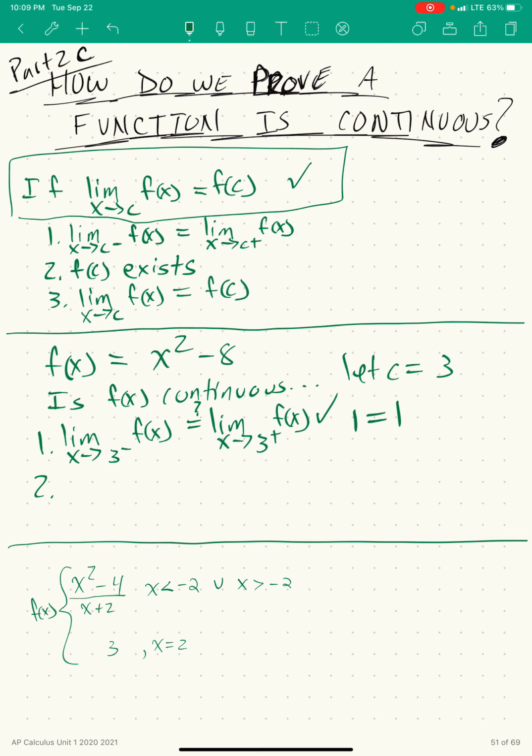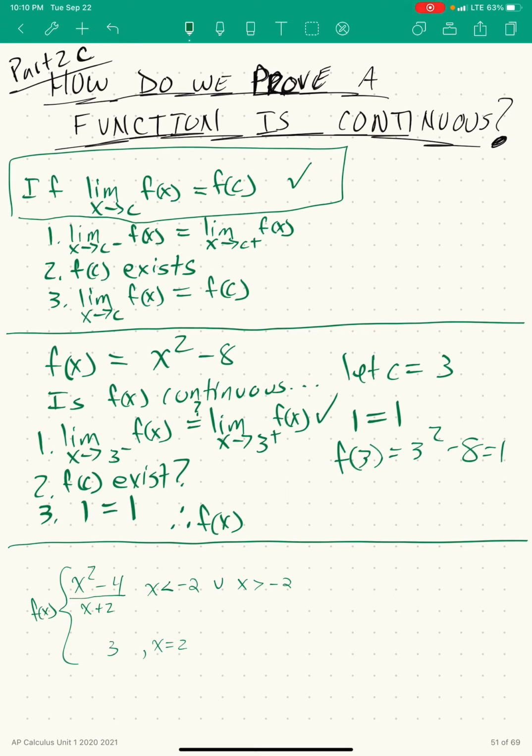Step 2. If I plug in the value of c, does the function exist? Well, sure does, because when I plug in 3 squared, 9, minus 8 equals 1. So step 3, the limit we found out equals 1, and the function value is also 1. And since the two of them are the same number, they are equal. And we can say, therefore, f of x is continuous.